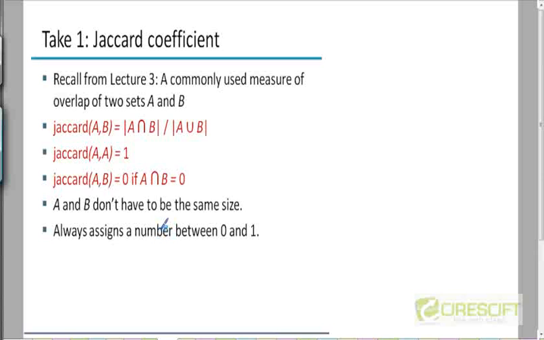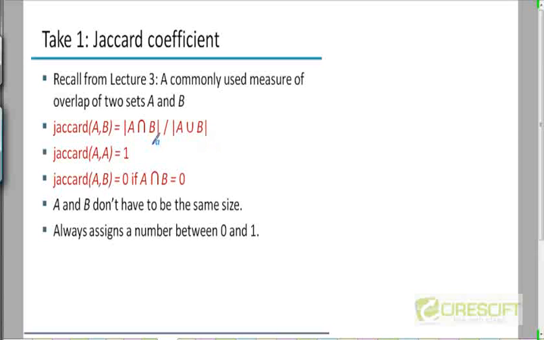And one of the simplest scoring schemes that you can think of is the Jaccard coefficient. Recall that we discussed this Jaccard coefficient in chapter 3. It's a measure of how much sets A and B overlap. The Jaccard coefficient between a set A and a set B is the size of the intersection of the two sets divided by the size of their union.